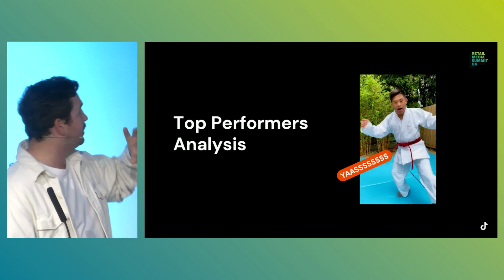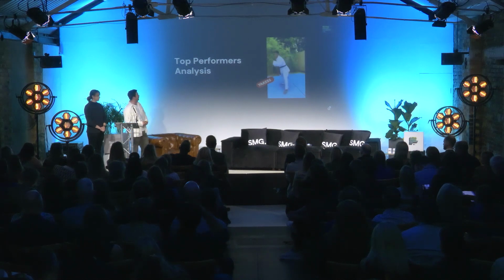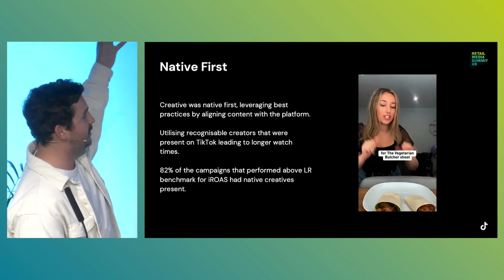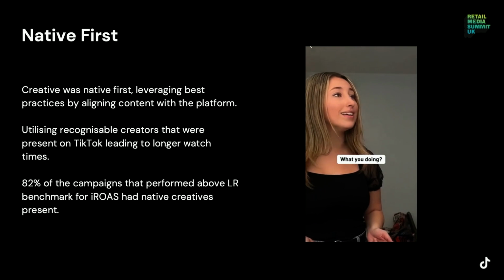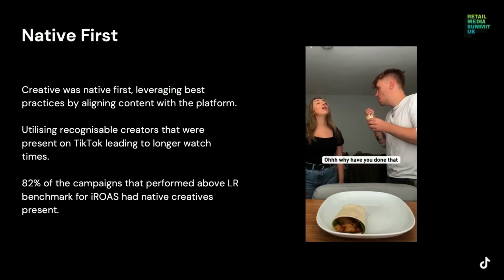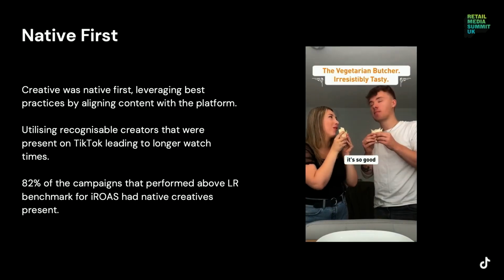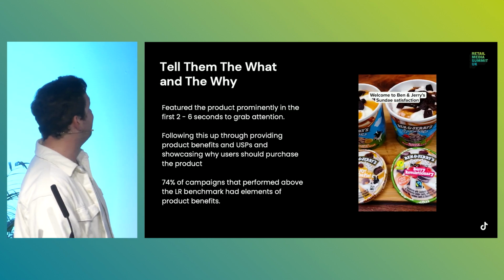With that in mind, we want to go through why those campaigns were successful and go through some of those top performers. Firstly, you'll see an example on the right-hand side here of what we always talk about at TikTok, which is native first. Make your creative appear like what it is on the platform. So it should be a seamless interaction, utilizing these recognizable creators and linking that organic side through to that paid side as well is a super way of being able to be effective on the platform. And also, just down the bottom here, 82% of campaigns that performed above the LiveRamp benchmark utilize these native creatives.